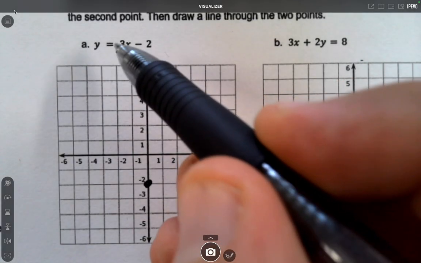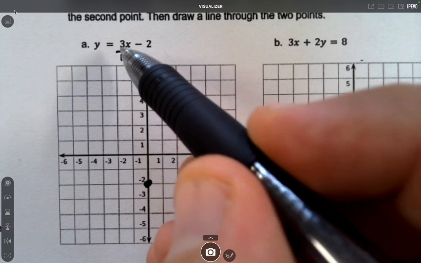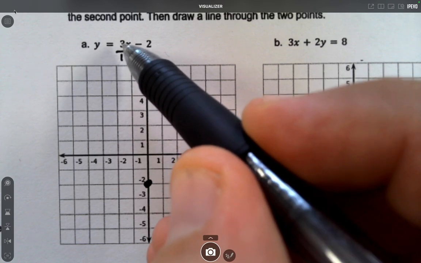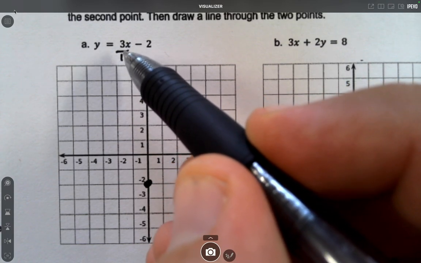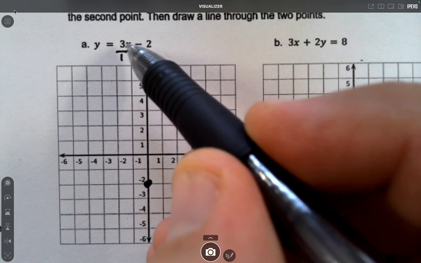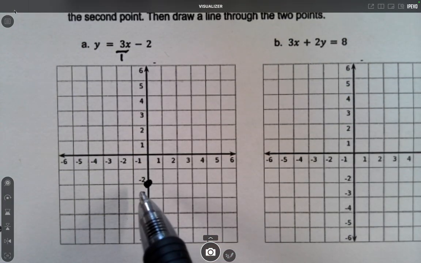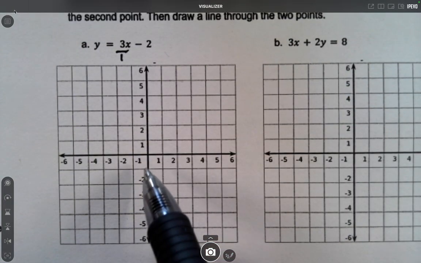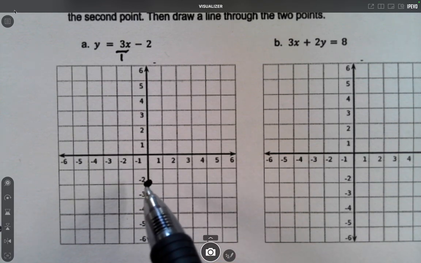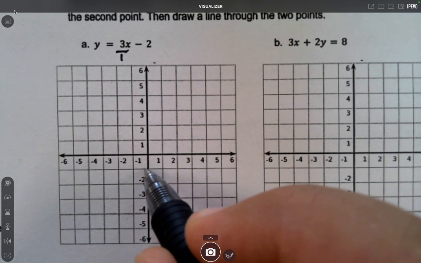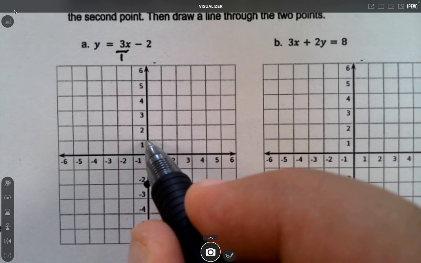So that slope means that to get the next point on the graph, we need to go up 3, that's our rise, then to the right, 1. So up 3 over 1. So you start at the y-intercept, don't start at the origin, start at the y-intercept, and you go up 1, 2, 3, and then over 1.